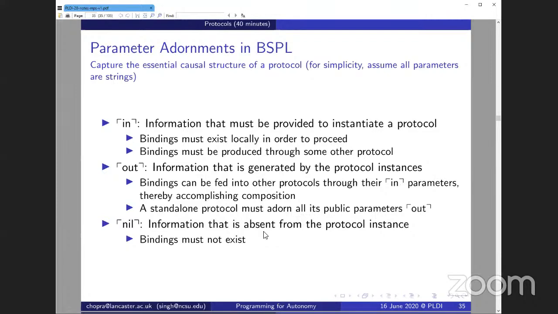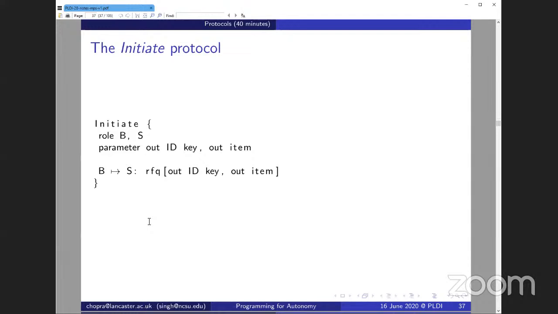And then there are these constructs in, out, and nil, but I'll describe them better with an example. So I'm going to skip ahead, but I'll let the slides be here as notes. And skipping ahead, we can talk about this elementary kind of protocol. So the protocol has a name. Initiate is the name of the protocol.